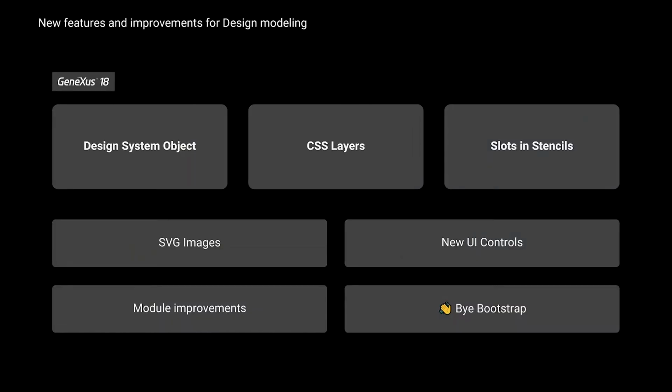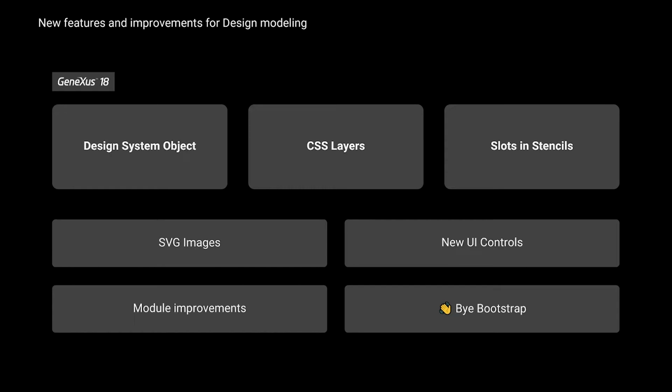Even though you have three strategies to apply design to your applications, GeneXus has also improved in terms of its base that allows these new features to be implemented. We want to mention a few that we consider most relevant to model visual design. As you know, in GeneXus 18, upgrade 6, we released the design system object, which was a radical change when it comes to modeling design in GeneXus.